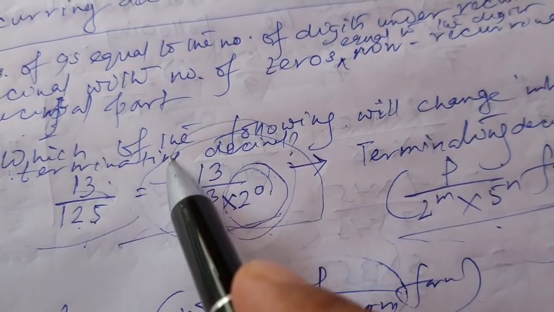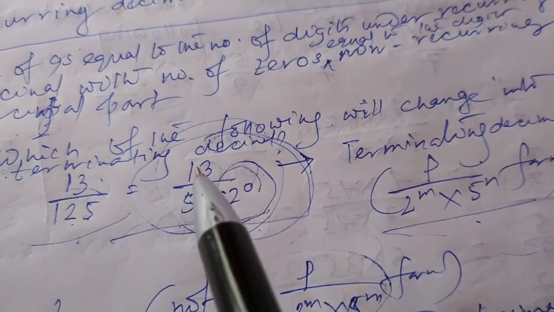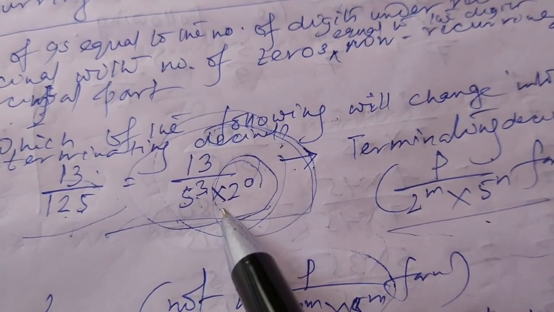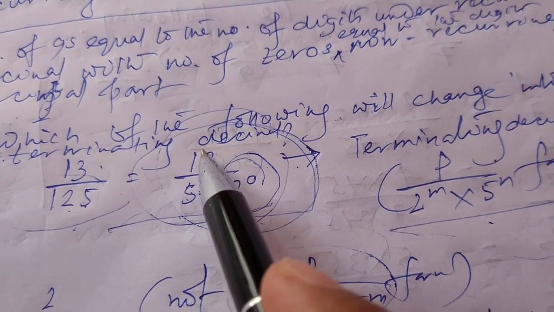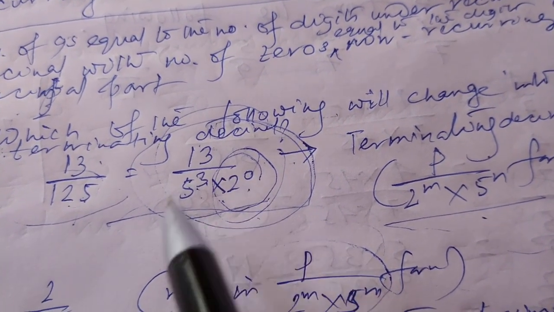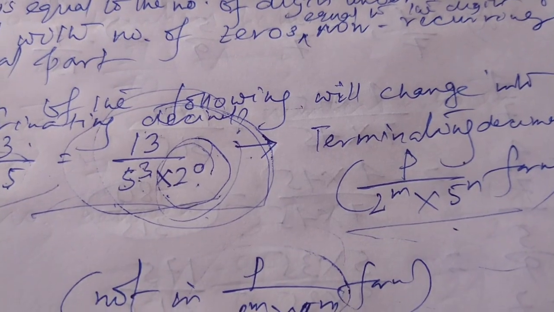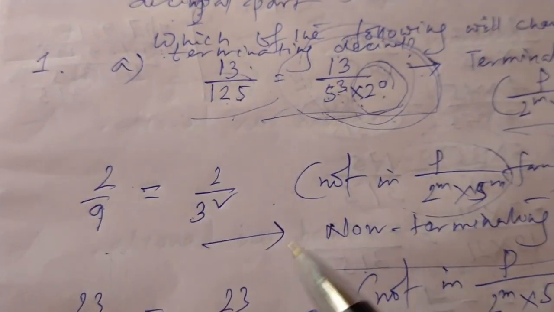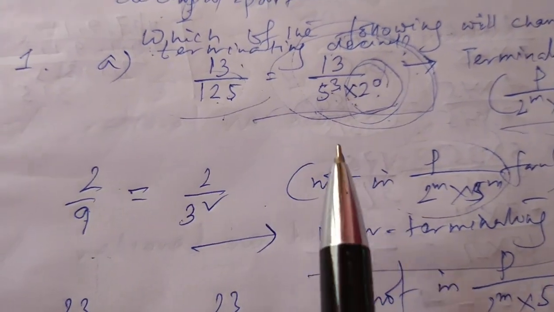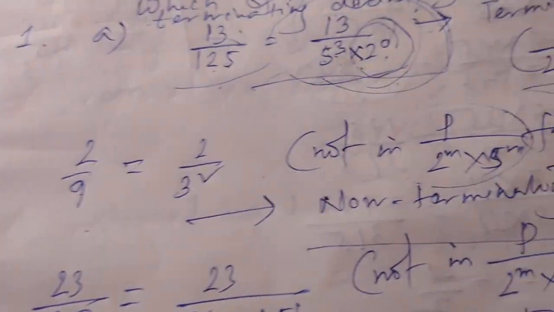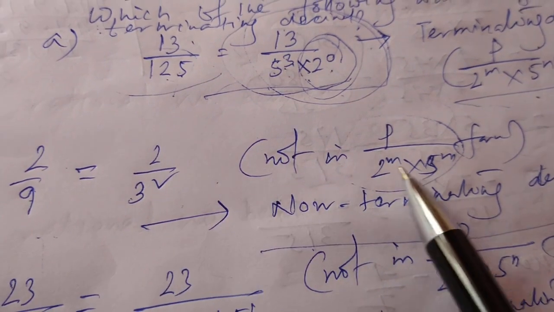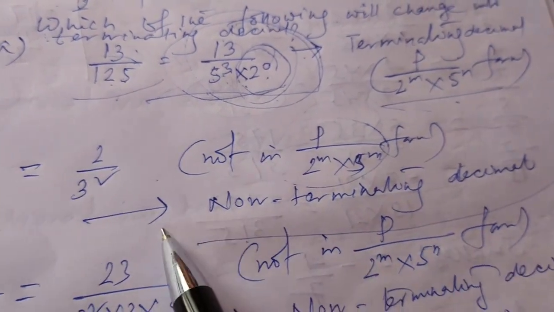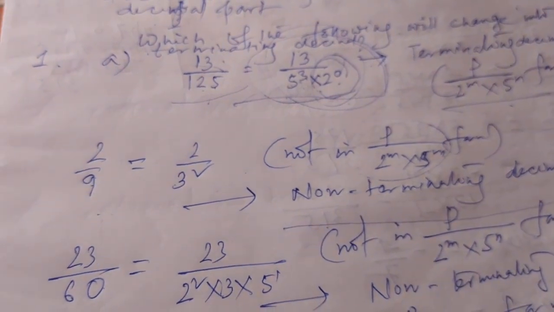So this given fraction is converted to p by 2 to the power m into 5 to the power n form, where p is an integer and m, n are whole numbers. So it is a terminating decimal. Now the second one, 2 by 9, that is 2 by 3 square. This is not of the form p by 2 to the power m into 5 to the power n. So it is a non-terminating decimal.